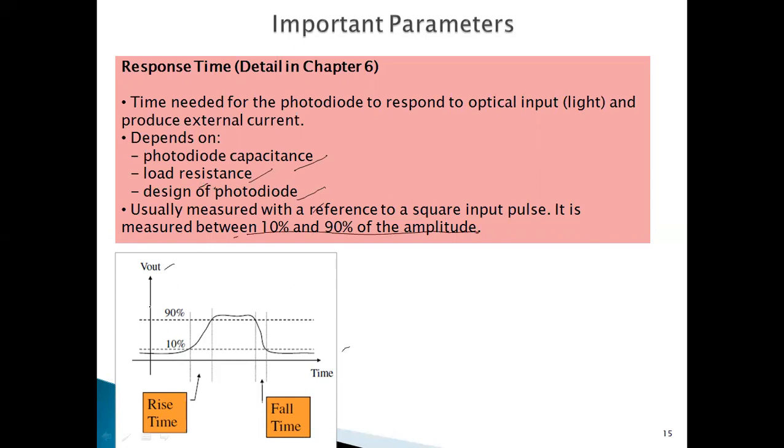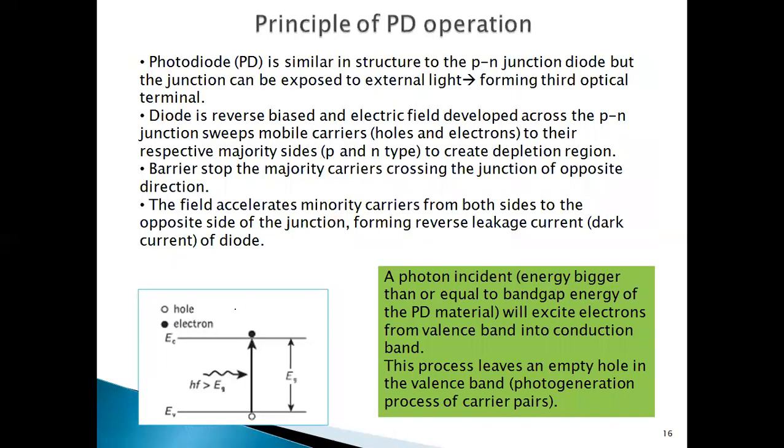So based on this diagram down here, response time is measured between 10% and 90% of the amplitude. That should be the response time, or the rise time, of your photodiode. This topic of response time will be learned later in chapter 6, but we know up to now that one of the important parameters of a photodiode is response time. So those are the parameters of the photodiode that need to be understood.